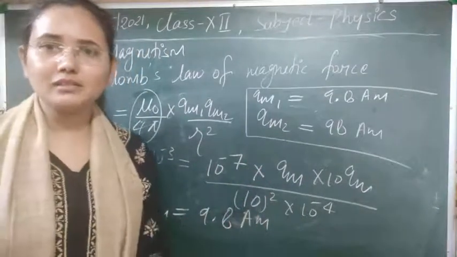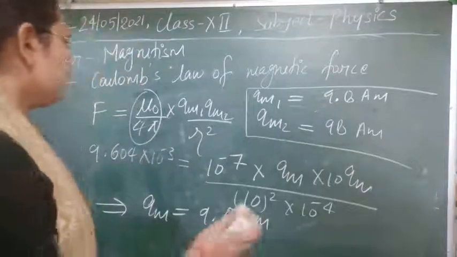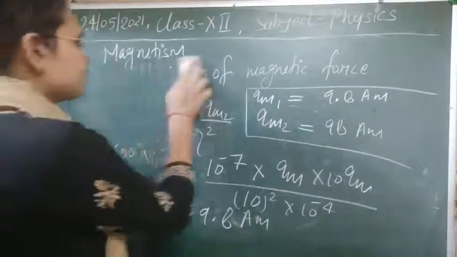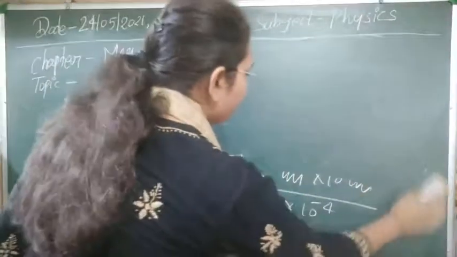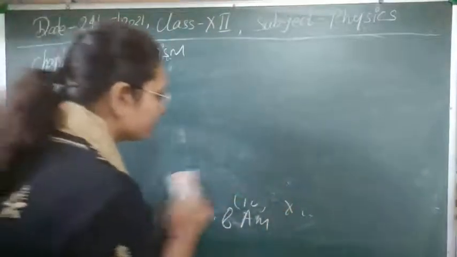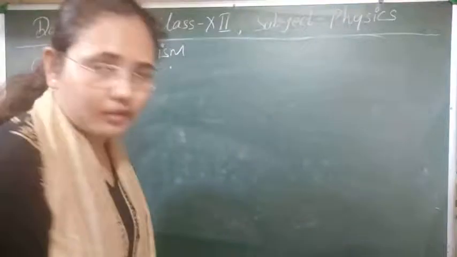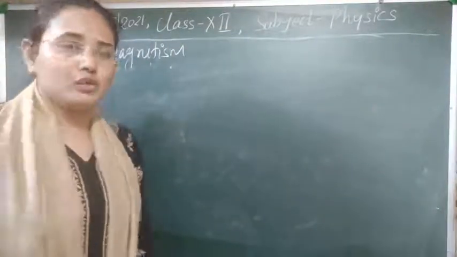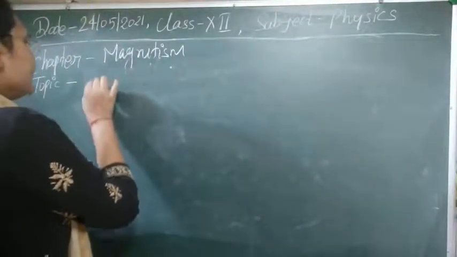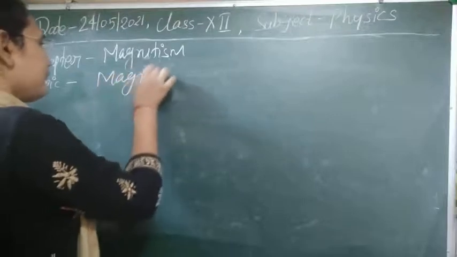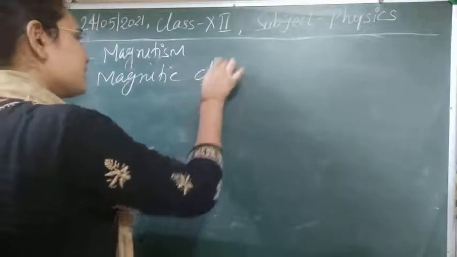Let's see the next topic of the chapter. The next topic is magnetic dipole and its pole strength, or you can say the magnetic dipole moment. So simply, the topic is magnetic dipole. First let's see this one.